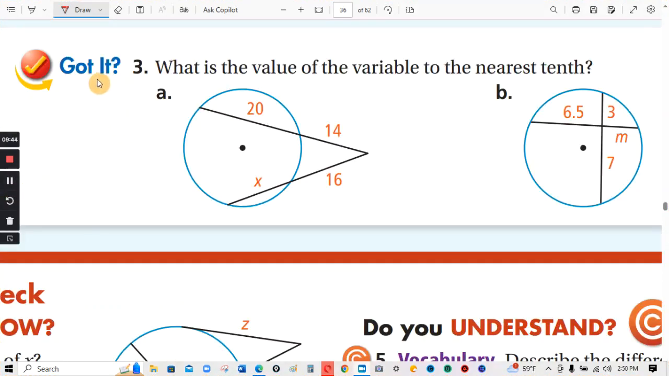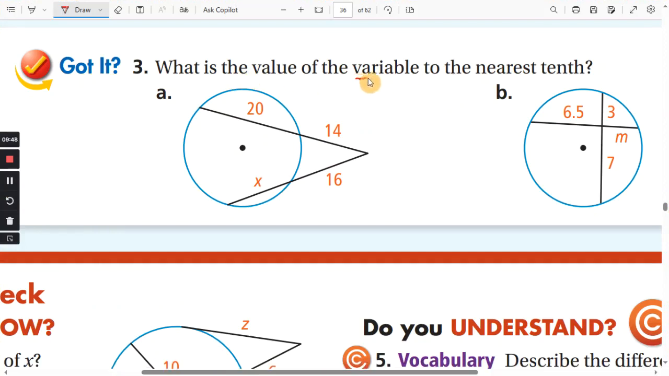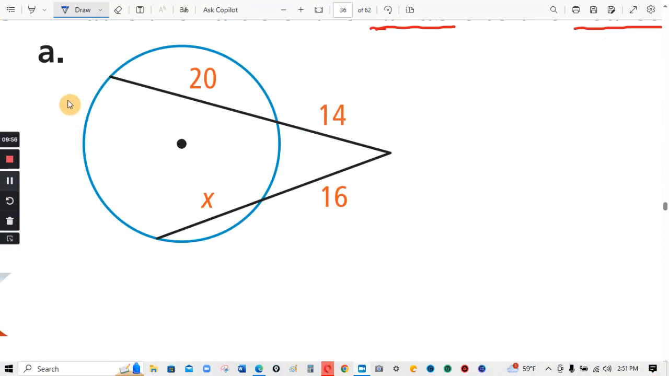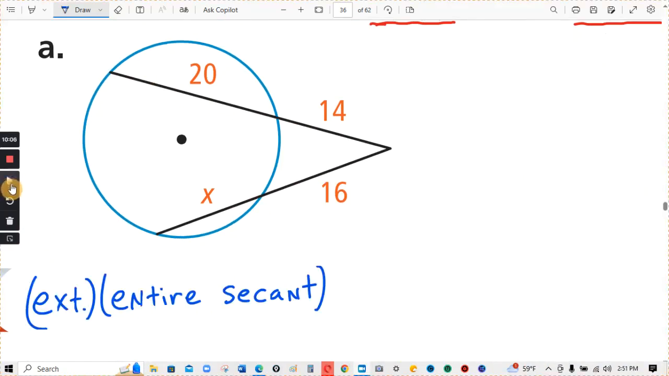All right, got it. Problem 3a and b. You want to find the variable and round to the nearest tenth. That's 1 decimal. So let's do them one at a time, starting with a. All right, here's a. There's two secants, so do the external segment times the entire secant on both sides of the equal sign. All right, external times entire secant.